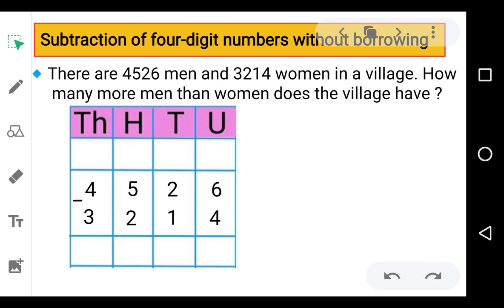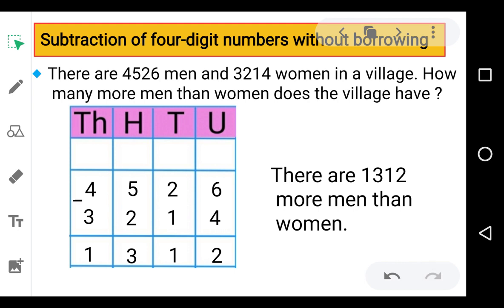Now see at the unit place. At the unit place we have to subtract 4 from 6. 6 minus 4, 2 at the unit place. Now at the tens place we have to subtract 1 from 2. 2 minus 1, 1. At the hundred place we have to subtract 2 from 5. 5 minus 2, 3. At the thousand place, 4 minus 3, 1. We get the answer 1312. So there are 1312 more men than women.